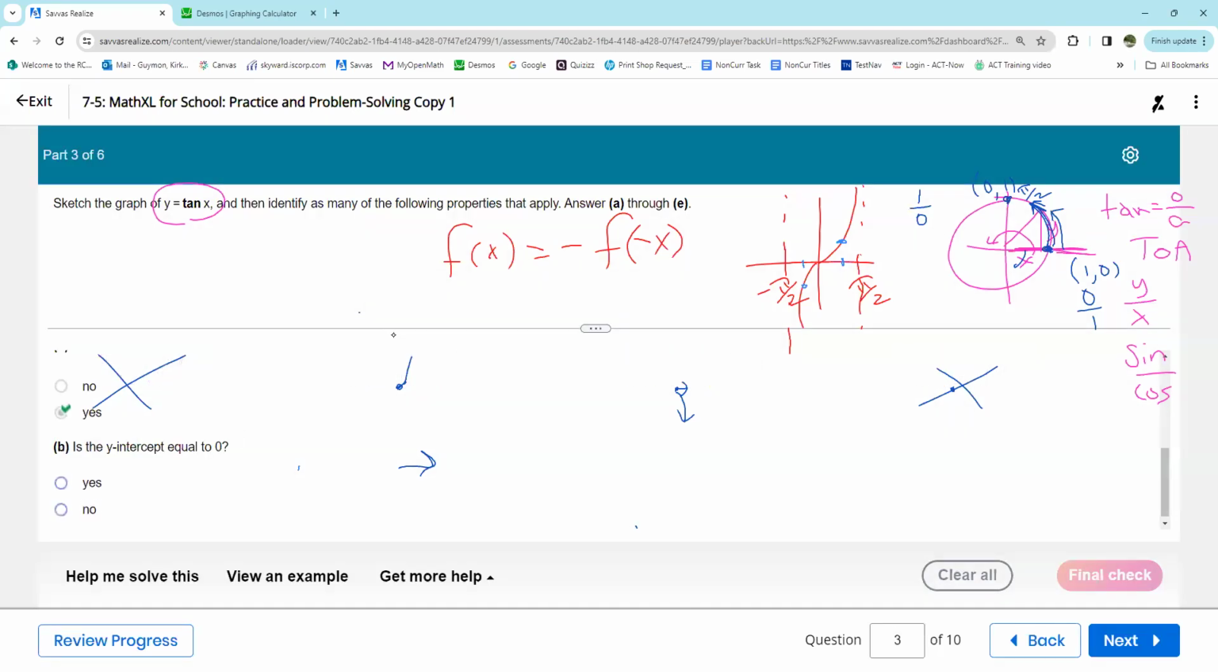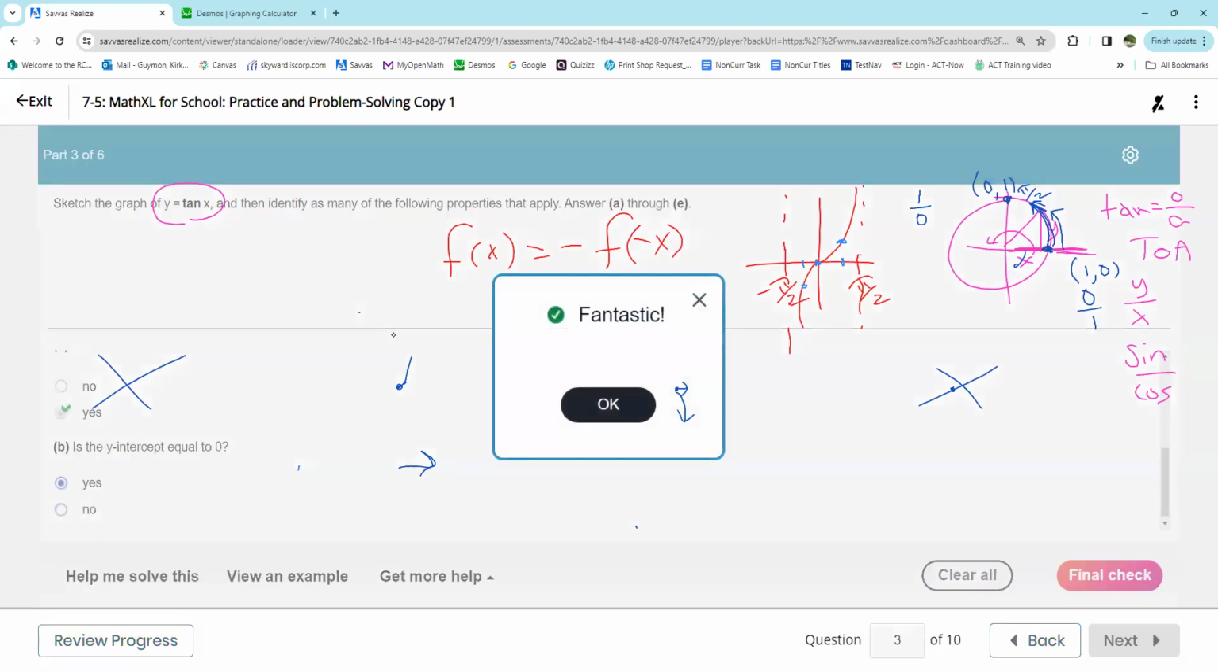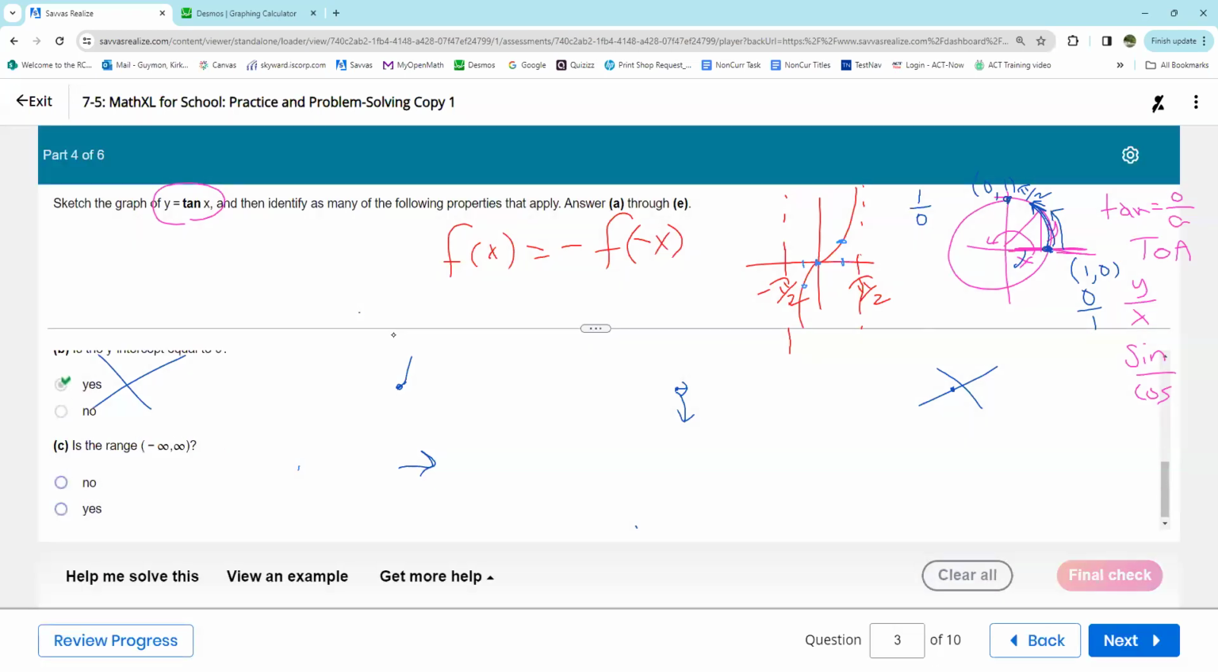All right, continuing. Is there a y-intercept equal to 0? There's my y-axis. Yeah, it goes through the origin, so absolutely. How about the range? Do the y values go down forever and up forever? That goes down, that goes up, so you bet the range does.